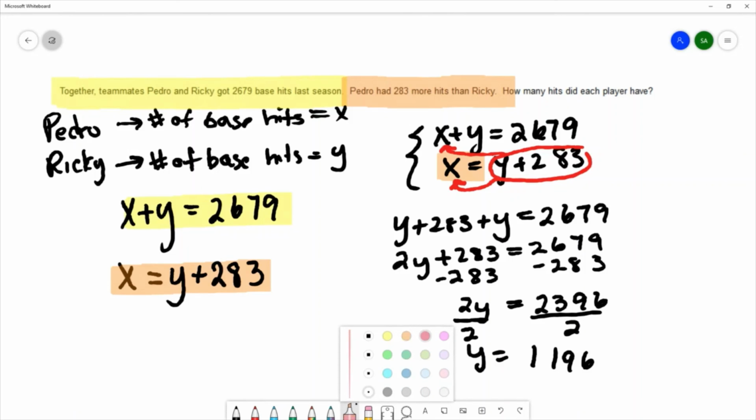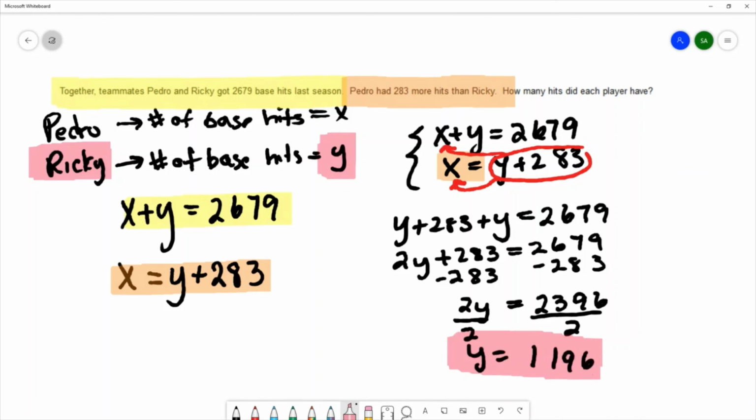So remember that y represents the number of hits that Ricky has. Let's use a different color. Y represents the number of hits for Ricky. So we have that Ricky has 1,196 base hits.